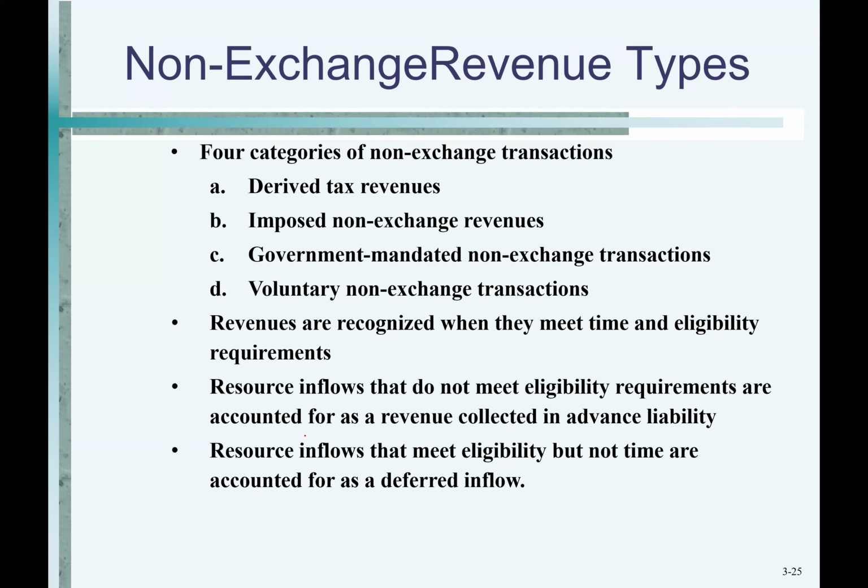And then if you have met neither eligibility nor time, then you are officially considered a liability, and that would be reported on the balance sheet next to the deferred inflows, but you're not considered a deferred inflow. You were actually considered a liability, and you don't call it deferred revenue. You could call it unearned revenue. You could call it revenue collected in advance, but you can't use the D word. You can't call it deferred because FASB said, nah, we're saving that deferred word for deferred inflows.